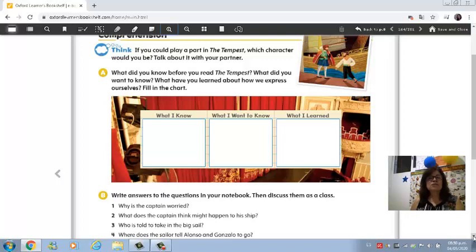Okay, so what did you know before you read The Tempest? What did you want to know? What have you learned about how we express ourselves? You're going to fill in this chart, okay?